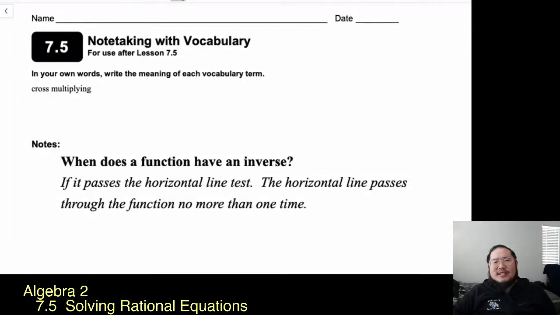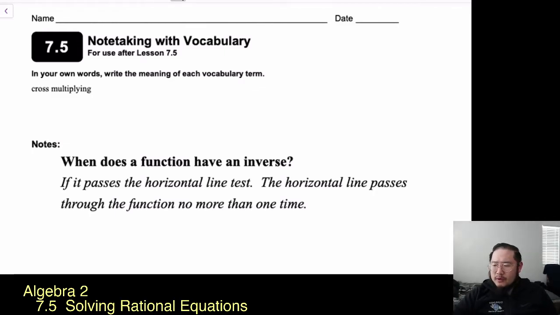Let's start section 7.5, the last section of this chapter, solving rational equations. To get us started, let's take a look at our vocabulary term. The one that we have here is cross multiplying, nothing special. I'll show you how we use cross multiplying when solving rational equations coming right up.